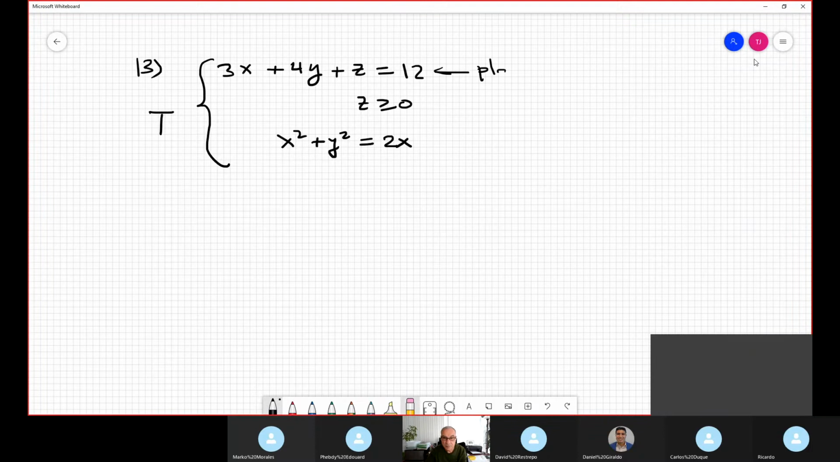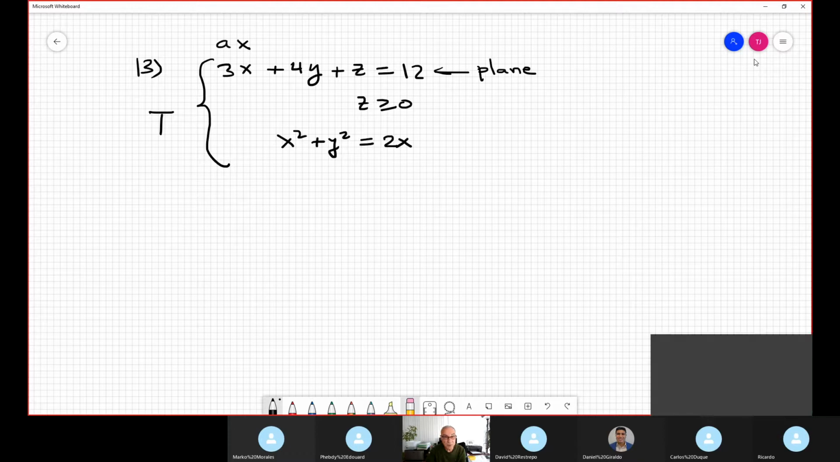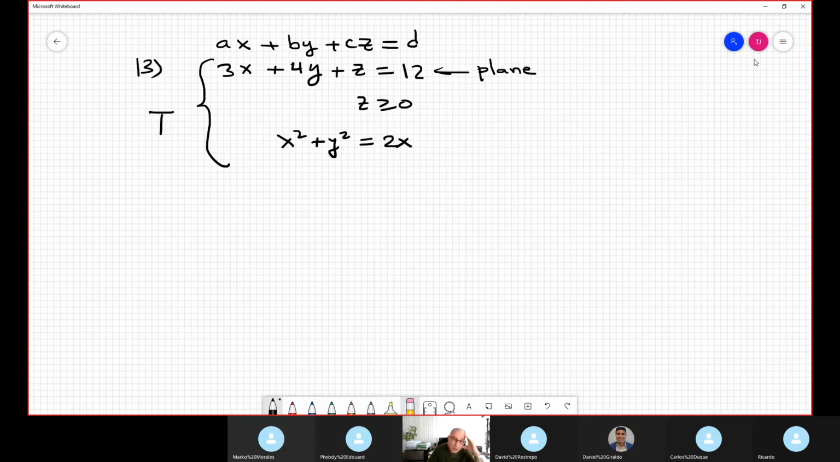Plane. How do you know that it's a plane, Gerardo? What is the clue that gives you the information that it's a plane? Degree 1, exactly. And when you see something like that and the exponent is 1, it's a flat. Of course, a 3-dimensional flat is a plane. And about the region, this is above the xy plane.